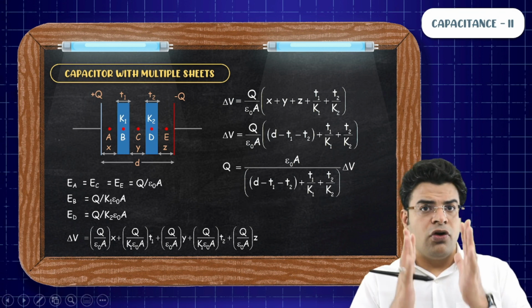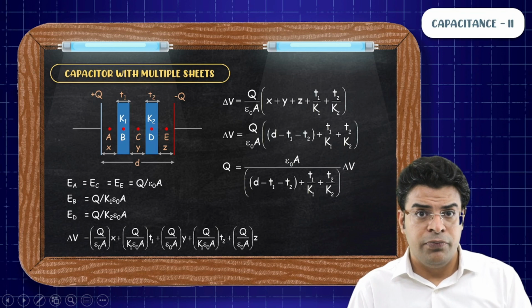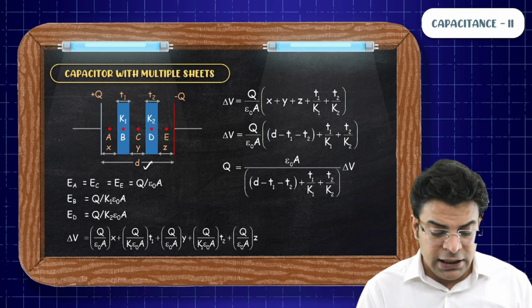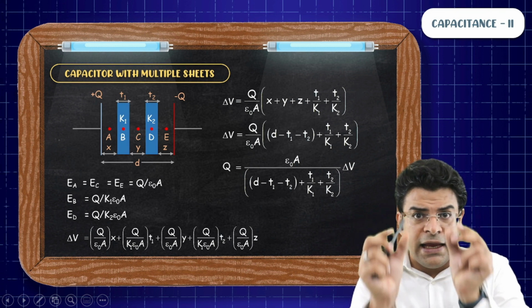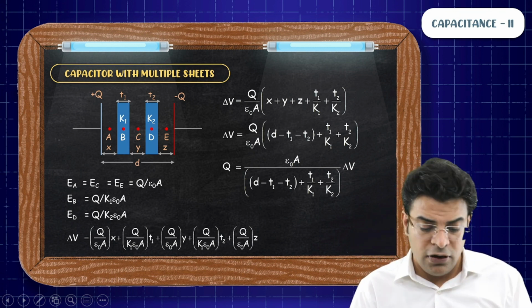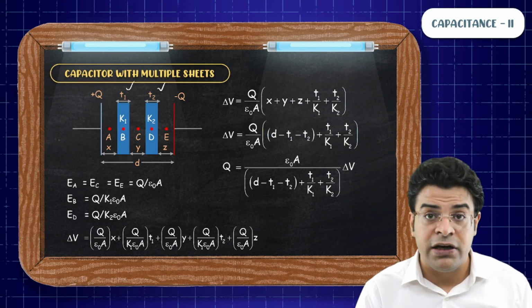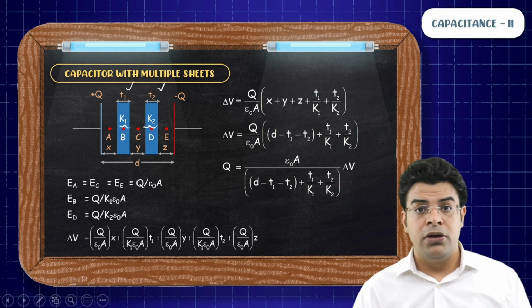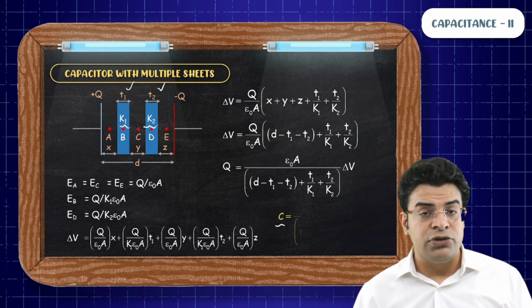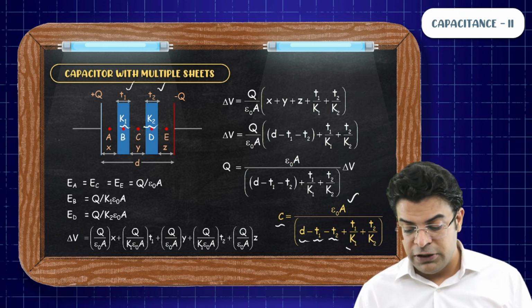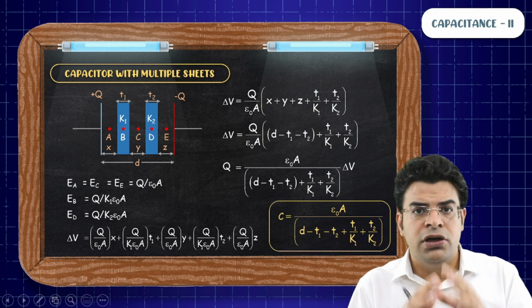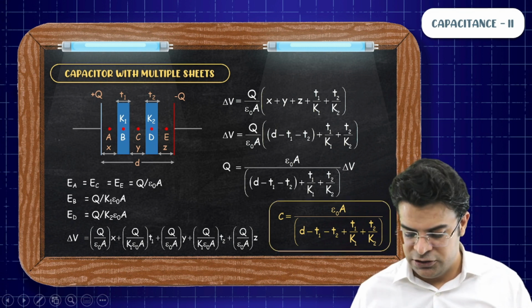So if you have got a parallel plate capacitor with the plate separation D and the plate area A, and you place in two dielectrics between the plates of thickness T1 and T2 having dielectric constants K1 and K2, then the capacitance comes out to be epsilon naught A upon D minus T1 minus T2 plus T1 by K1 plus T2 by K2. This is the formula to remember for the capacitance.